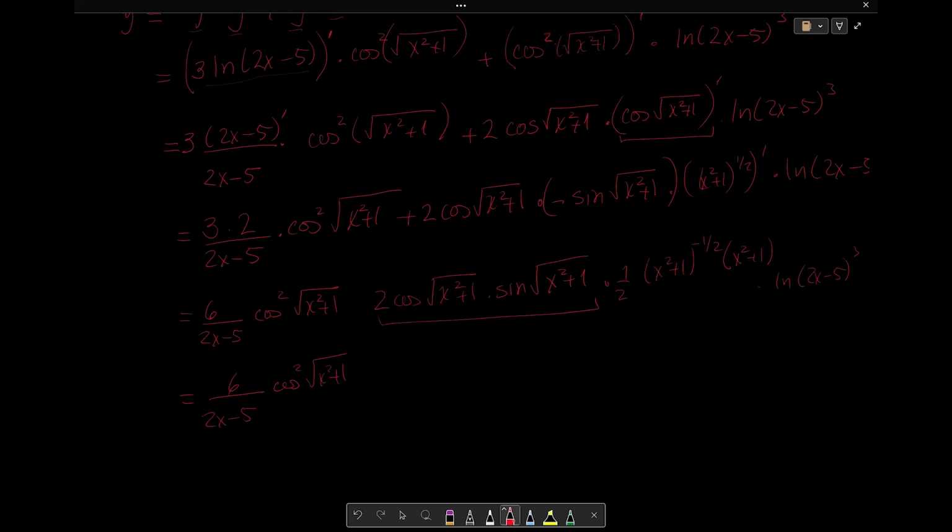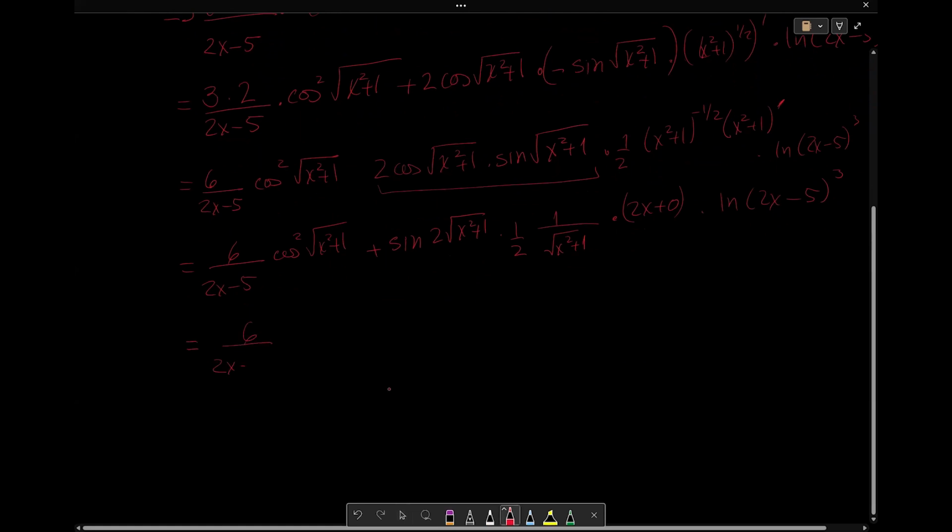This here, to cosine something, sine something, this is the sine of 2 square root of x squared plus 1. You can simplify that. Here's the 1/2. 1 over the square root of x squared plus 1 times, what's the derivative of x squared plus 1? Okay, it's a derivative right here, chain rule, right? Derivative of x squared plus 1 is 2x plus 0 times ln of 2x minus 5 cubed.